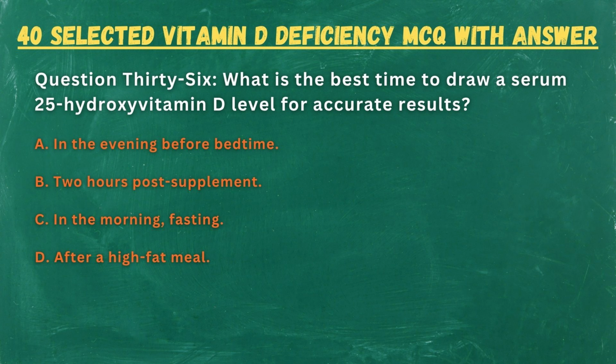Question 36. What is the best time to draw a serum 25-hydroxyvitamin D level for accurate results? A. In the evening before bedtime. B. 2 hours post-supplement. C. In the morning fasting. D. After a high-fat meal. Answer: C. In the morning fasting.